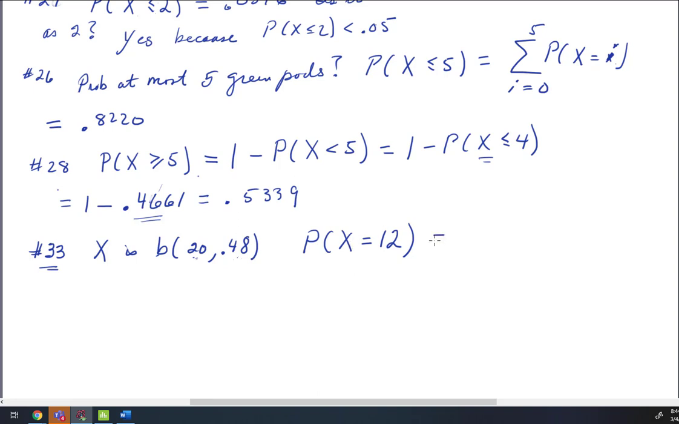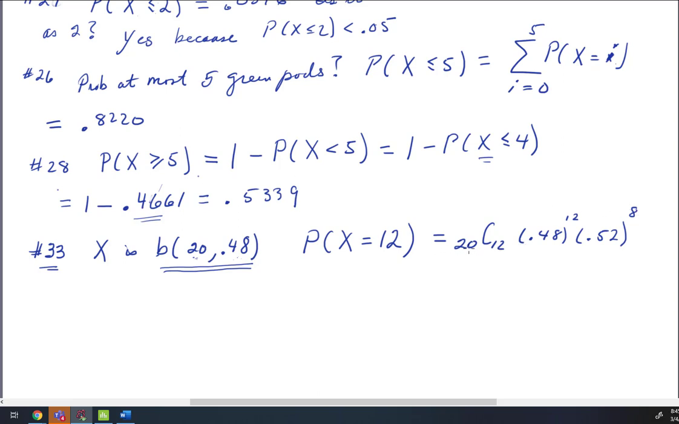Well, actually, for the binomial random variable, we have a probability function, and if we know the distribution of x, we can calculate probabilities. So for x equal to 12, where x is binomial 20, 0.48, this would be 20 choose 12, times 0.48 to the 12, times 0.52 to the 8.